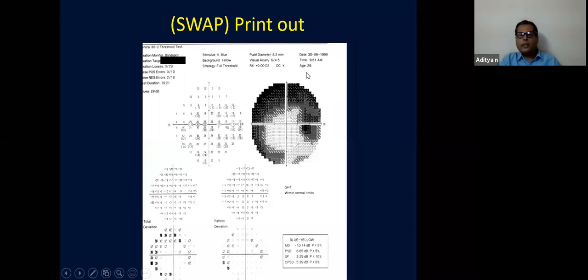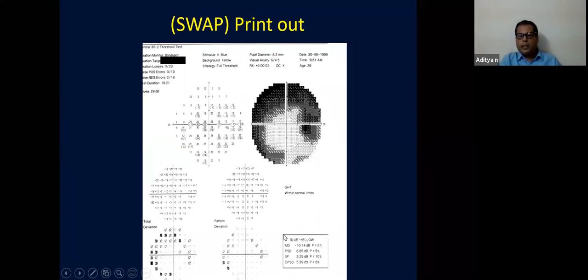Now you can see this takes a long time. This is a 26-year-old person, and the time taken is almost 20 minutes. So that is why there is a lot of tiredness, and the other readings are similar. We have the raw data, the grayscale, the total deviation numbers and the pattern plot, and the total deviation and the pattern deviation, and the glaucoma hemifield test.